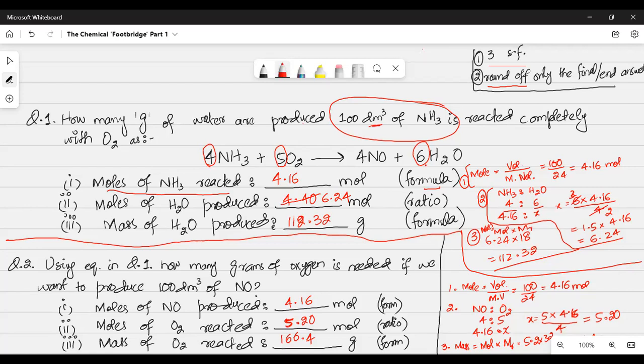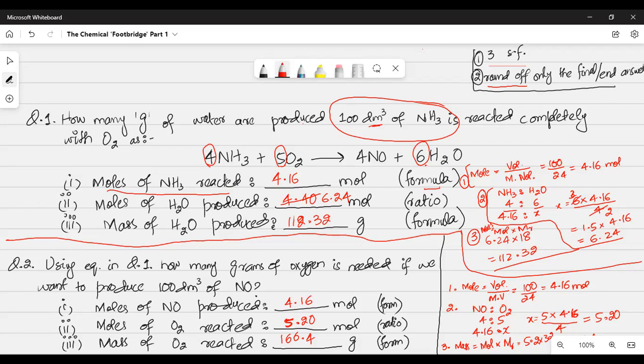So what's the mass of that water? If the moles are 6.24, what would be the mass? Again, this is a formula step. The formula is moles is equal to mass over Mr. We rearrange that formula. It tells us mass is equal to moles into Mr. Sorry for the smaller font. It's messy writing, but what's written over here is mass is equal to moles into Mr. Now, Mr for water is 18. You can calculate it separately.